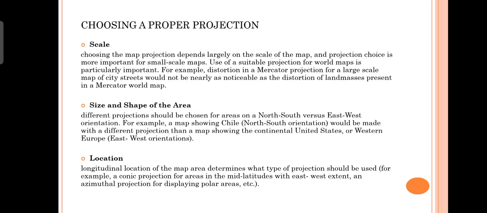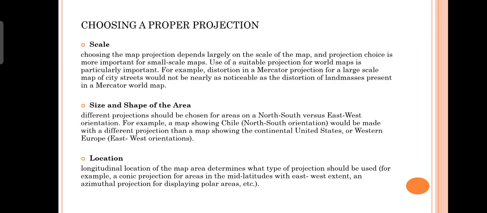Choosing a proper projection. We have to consider some factors while choosing a proper projection for our map. First factor is scale. Choosing the map projection depends largely on the scale of the map, and projection choice is more important for small scale maps.